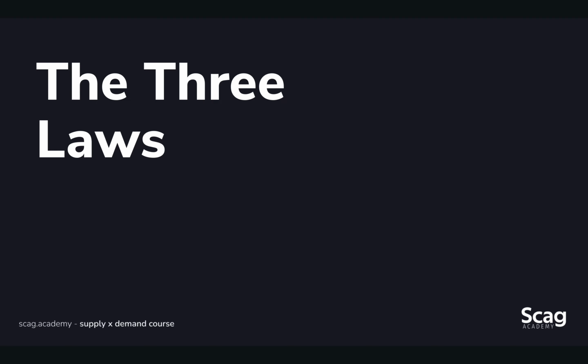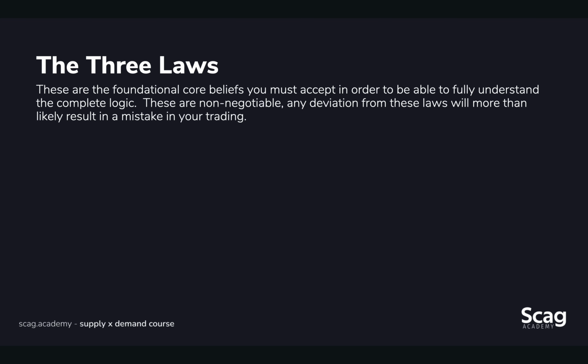Again, super important just to know what they are because we're going to be referencing them a lot in the future. That's what this whole first section is, right? So the three laws, again, these are the foundational core beliefs. You must accept these in order to be able to fully understand the complete logic going forward. Again, these are non-negotiable. Any deviation from these laws will more than likely result in a mistake in your trading, right? Anytime I deviate away from one of these, I think, we got 2 out of the 3. We're looking good. You're going to make mistakes. You're going to stumble. Even if there's small losses, this and that, they could have been avoided, right?